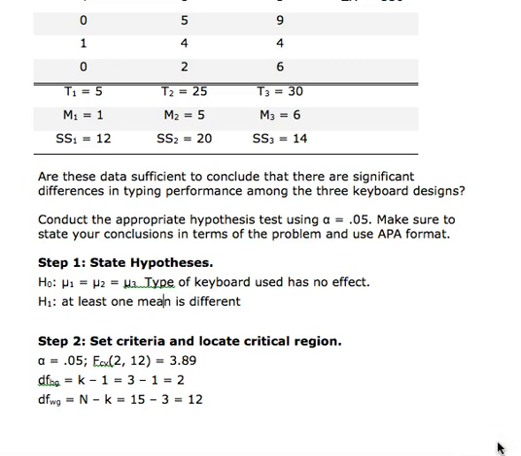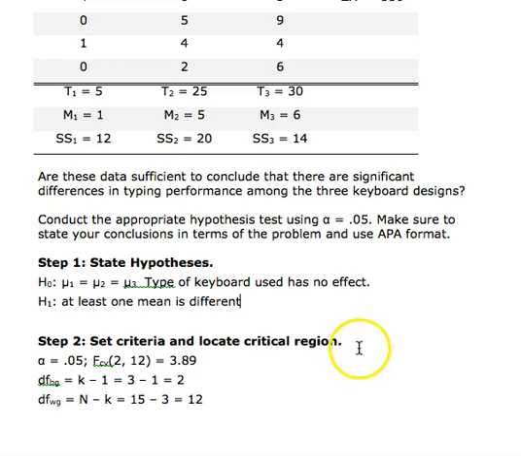All right, so step 1 is to state the hypotheses. So the null hypothesis, which is right here, is that mu1 is equal to mu2, which is equal to mu3. So the type of keyboard used has no effect. The alternative hypothesis, which is right here, is that at least one mean is different. Okay, so we don't know where the difference is going to be, but we're going to say that at least one of the means is different from the others.